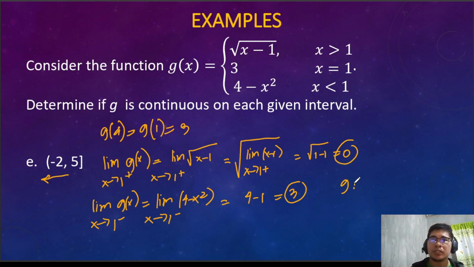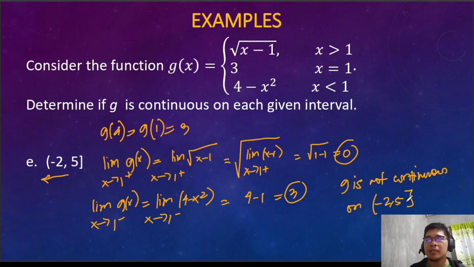Automatically, g is not continuous on the half-closed interval -2 and 5. So we just need to remember the conditions. And take note, the open interval a and b is very important to determine first. If it is not continuous there, automatically the half-closed interval is not continuous on a certain given interval.